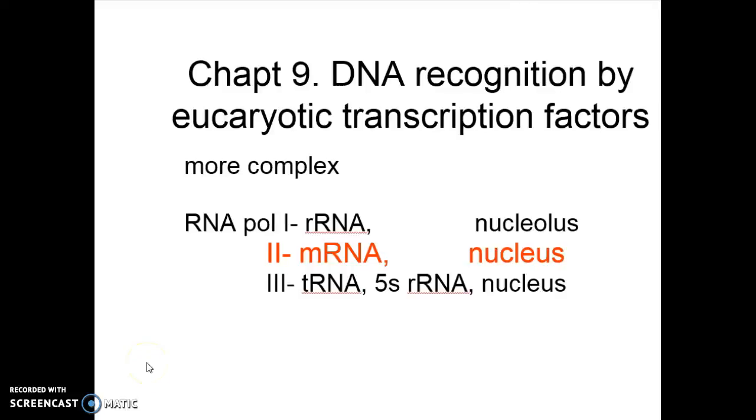The regulation of transcription in eukaryotes is in general much more complex and less well understood than the prokaryotic mechanism. There are three types of RNA polymerase in eukaryotes: one for rRNA, working in the nucleolus; two for mRNA; and three for tRNA and 5S rRNA, the latter two working in the nucleolus. We're going to focus here only on type 2.